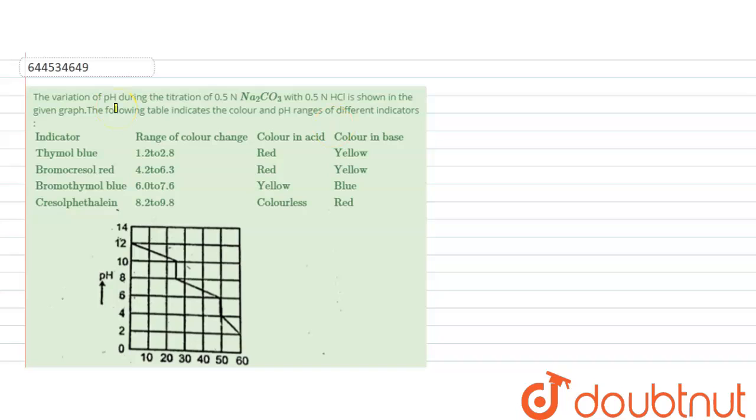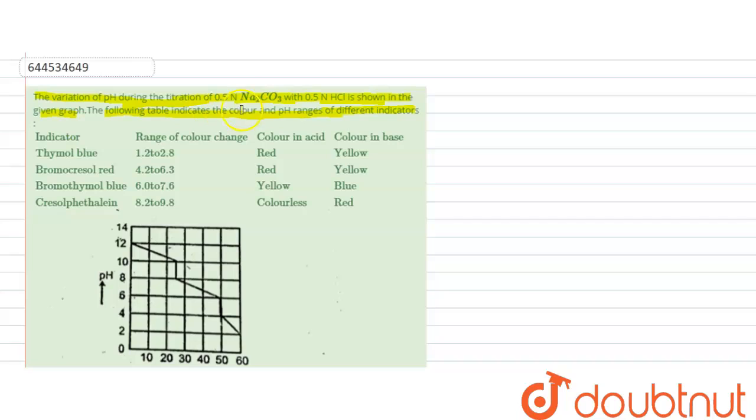Hello everyone. So let's see this question. In this question it is given that the variation of pH during the titration of 0.5 normal Na2CO3 with 0.5 normal HCl is shown in the given graph. The following table indicates the color and the pH range of different indicators.